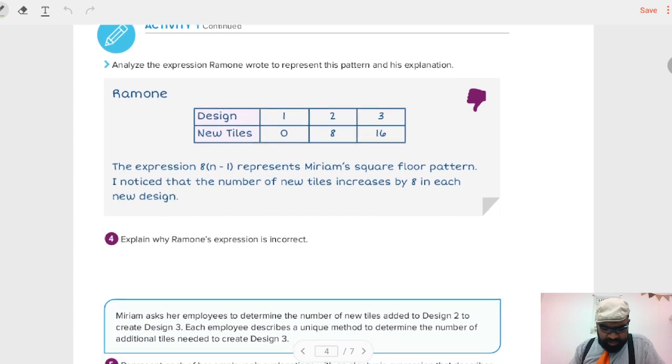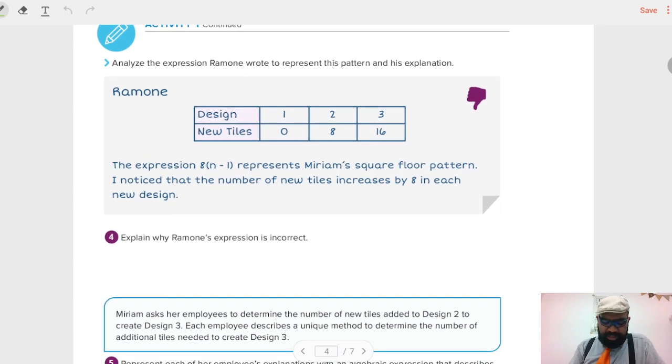Explain why Ramona's expression is incorrect. Guys, pay attention here for this pattern. Design number 1 is 1 tile in the pattern. When we have 1 tile on the edge, 8 times 1 minus 1 is 0. 8 times 0, 0 new pattern tiles.